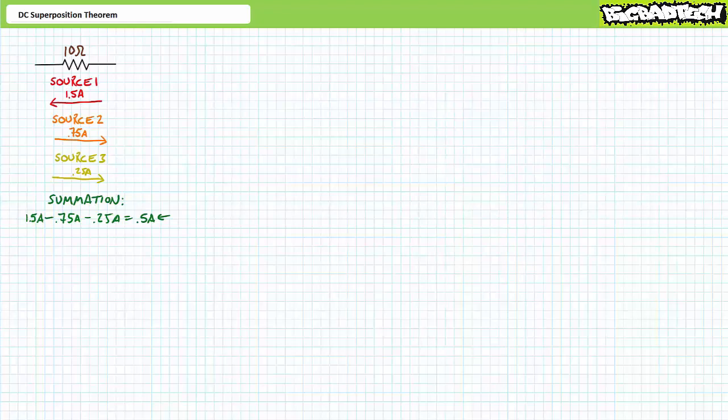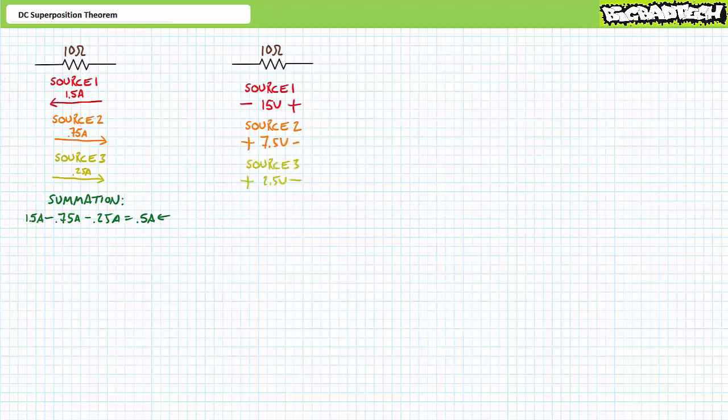This housekeeping trick also works for voltage polarity. Given the previously mentioned current directions, source 1 would induce a 15 volt drop across this resistor, positive to negative, right to left. Source 2 would induce a 7.5 volt drop across the same resistor, positive to negative, left to right, and source 3 would induce a 2.5 volt drop across the same resistor, positive to negative, left to right. Accounting for polarity, the summation of these individual voltage drops would mean this resistor would ultimately experience a 5 volt drop, positive to negative, right to left.